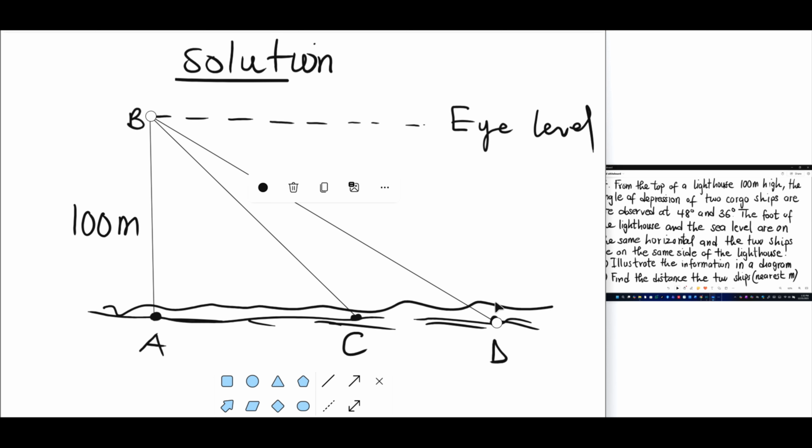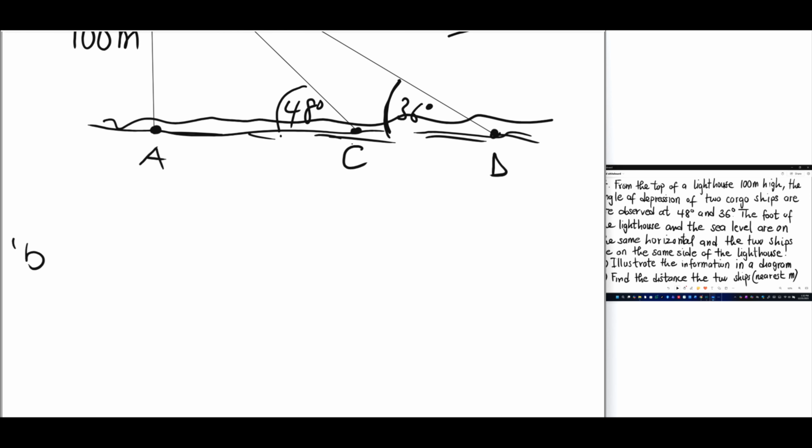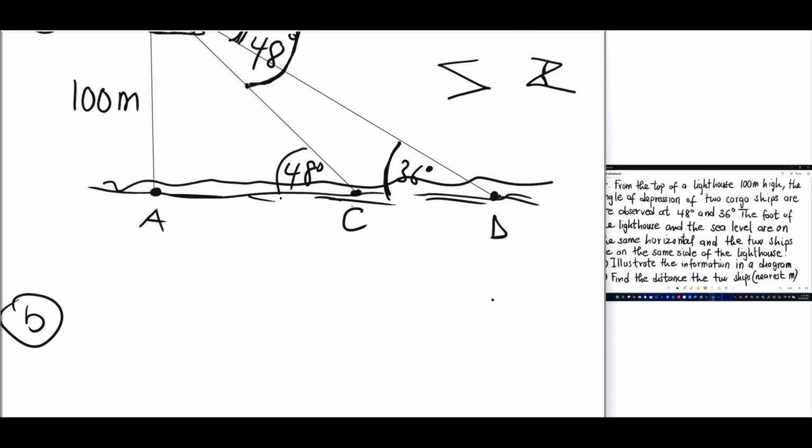So we are done with the first part of the question. So we are moving to the B part of the question. All right. So the B part says that we should find the distance between the two ships. So we have here one of the ships at point C and the other one at point D. So the distance between them is unknown. So we can use X to represent the distance between these two points. And that is the distance between the ship at point C and the ship at point D.